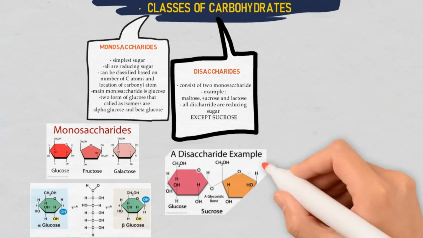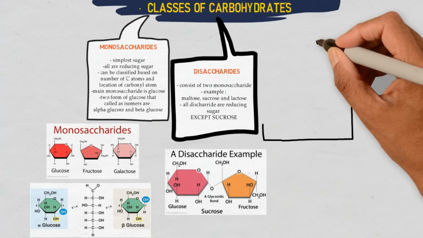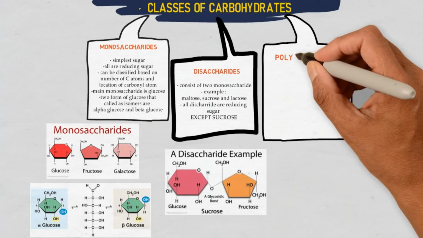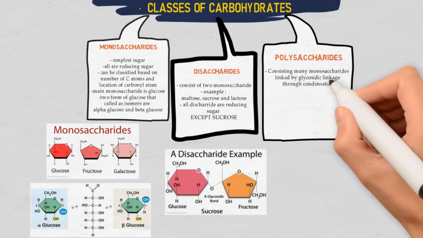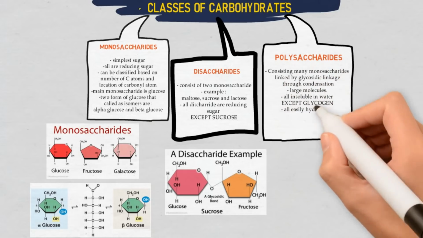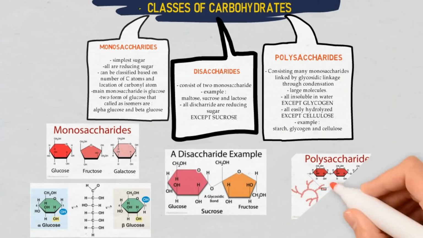This is a diagram of a disaccharide. For example, sucrose is made up of glucose plus fructose. The last class of carbohydrates is polysaccharides. It consists of many monosaccharides linked together by glycosidic linkage through the process of condensation. They are always large molecules. They are all insoluble in water except for glycogen. All are easily hydrolyzed except for cellulose, for example, starch, glycogen, and cellulose.